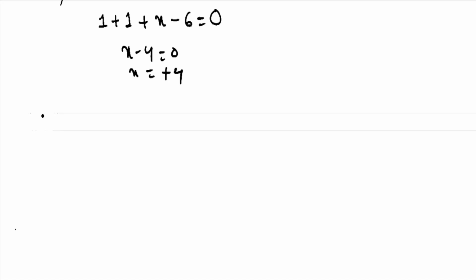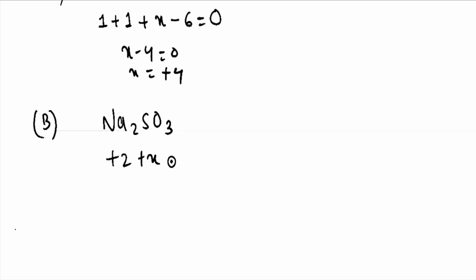Now come to compound B, that is Na2SO3. Let us take the oxidation state of sulfur as X. Sodium has +1, so 2 sodium atoms give +2, plus X, and -6, equals 0. So X minus 4 equals 0, so X is +4.